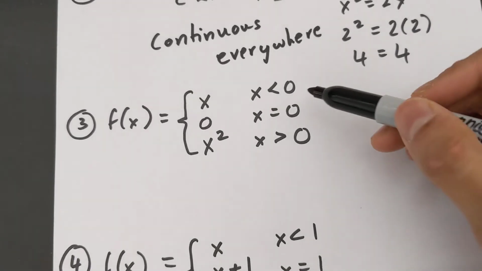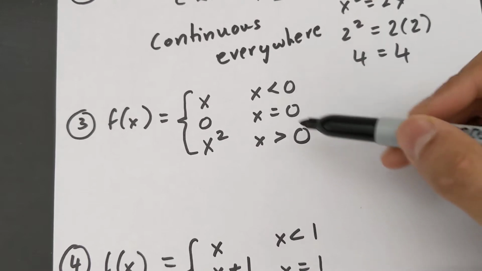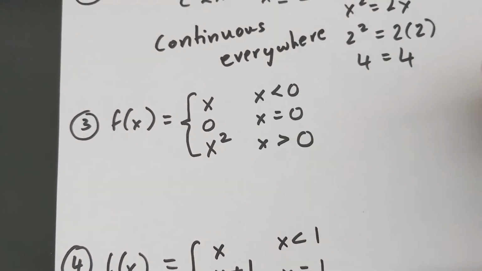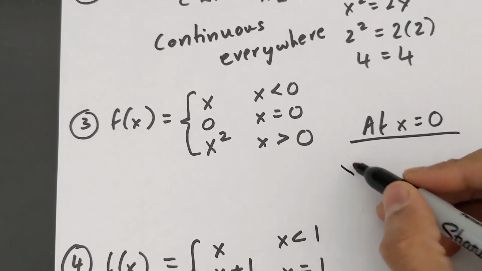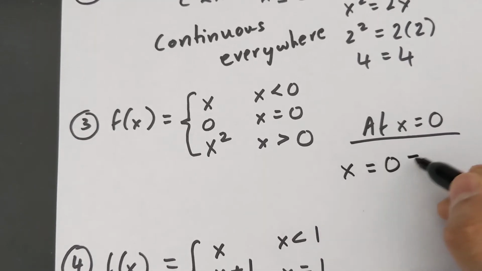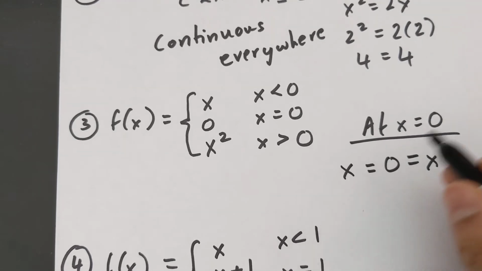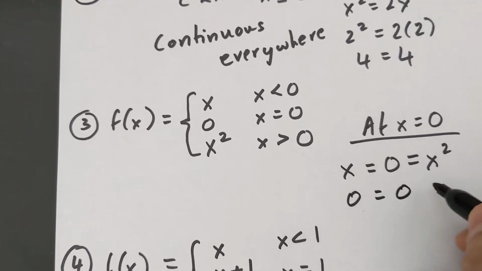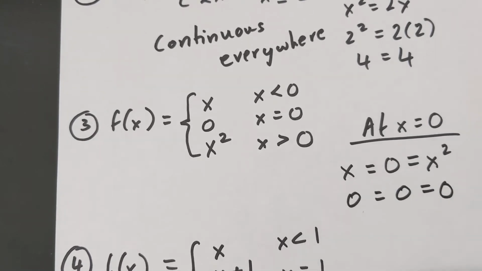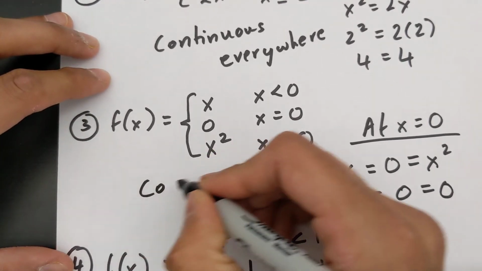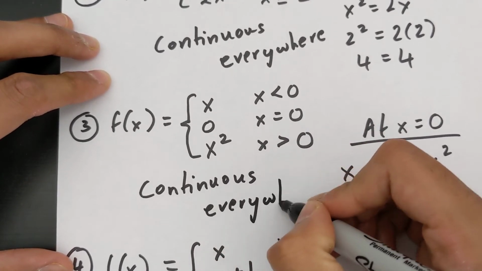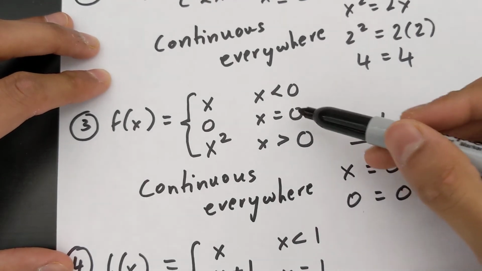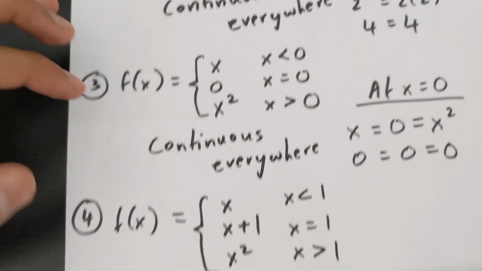Let's take a look at the next one, which again has a common point of 0, but it has 3 different functions. Again, all 3 have to match in order for the function to be continuous. So at x equals 0, I'm going to do x equals 0 equals x squared. Then my point is 0, so 0 equals 0 equals 0 squared is just 0, which means that this function is continuous everywhere. Remember, if it's a common point for all 3, all of them have to match.